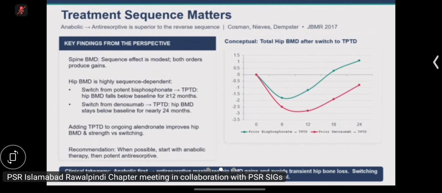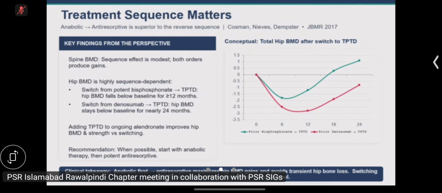Through this position statement, we also learned that treatment sequence matters, and we have seen this through the various trials conducted in the past. We know that hip BMD is highly sequence dependent. So when we switch somebody from bisphosphonate to teriparatide, it has been noted that hip BMD falls below baseline for 12 months. And if they are switched from bisphosphonate to denosumab, then from denosumab to teriparatide, then hip BMD stays below baseline for nearly 24 months.